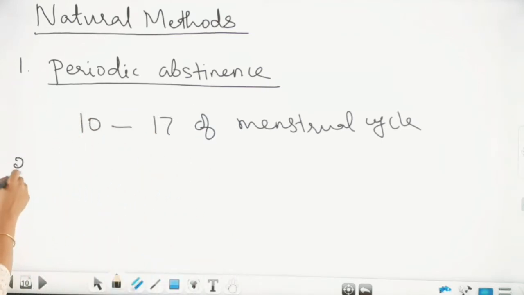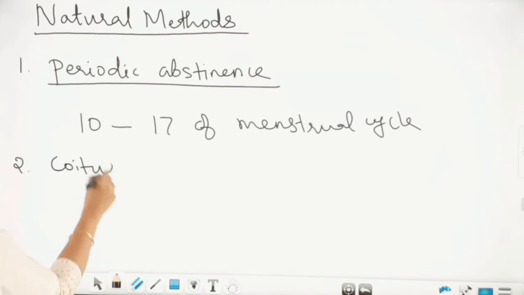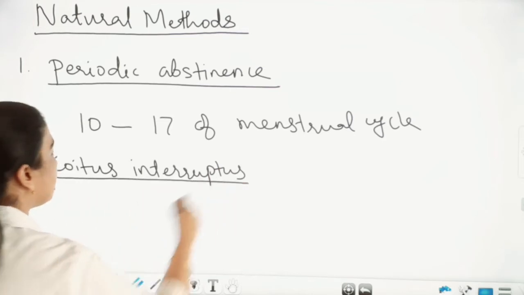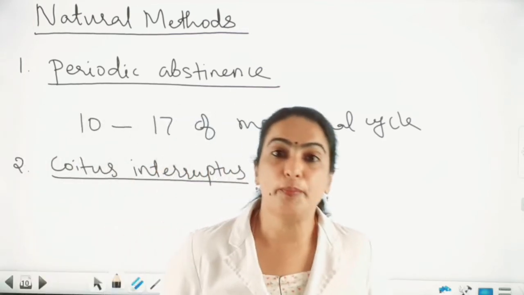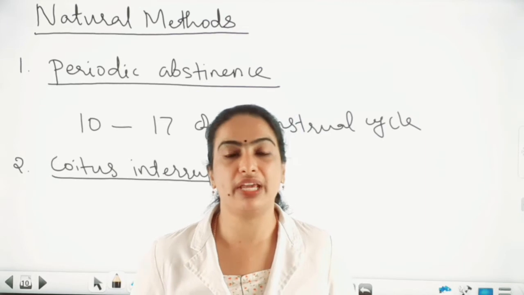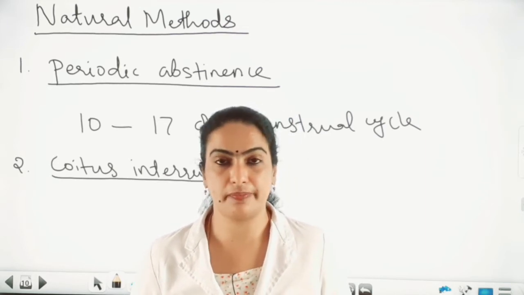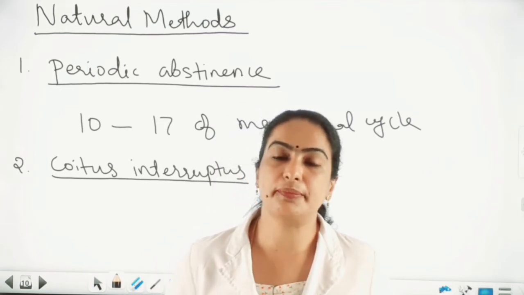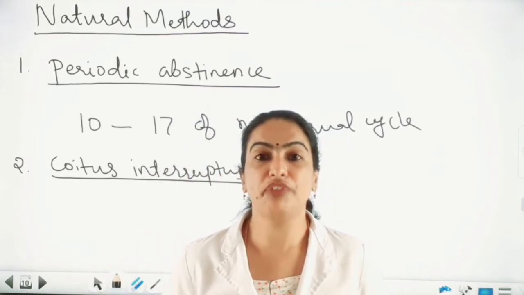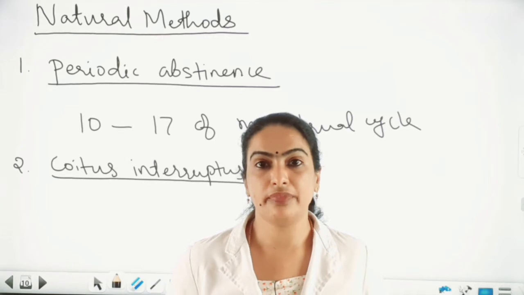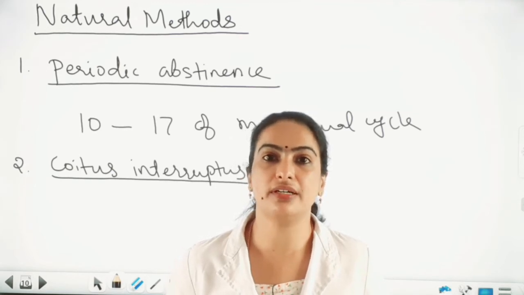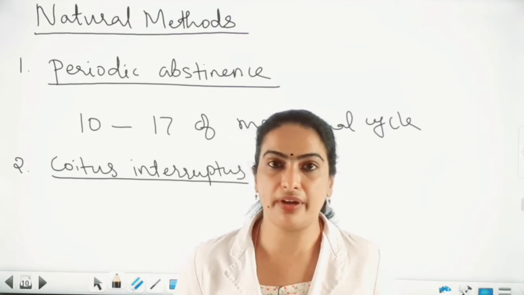Now the second natural method is coitus interruptus. It is another method of contraception in which the male partner withdraws the penis from the female vagina just before ejaculation to avoid insemination. So it can naturally prevent the conception. Is it clear about coitus interruptus?